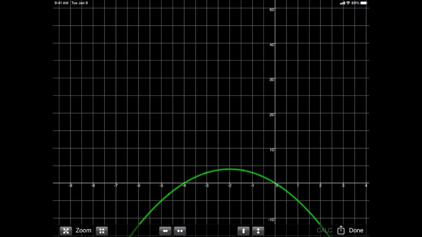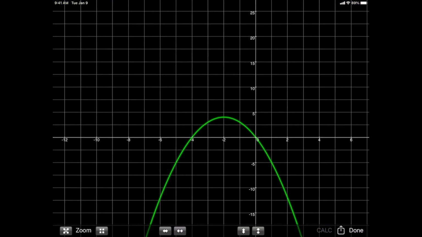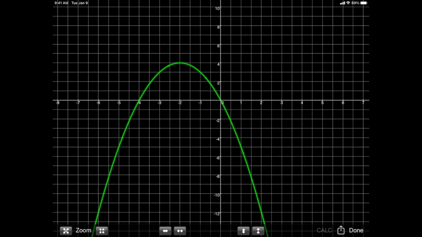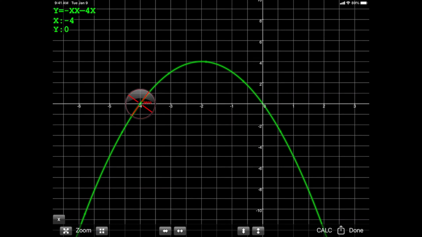You go to graph. You can see it. Ooh, look at this one. What do you guys notice? It's actually going exactly through it. You see it? -4, comma 0. 0, 0.